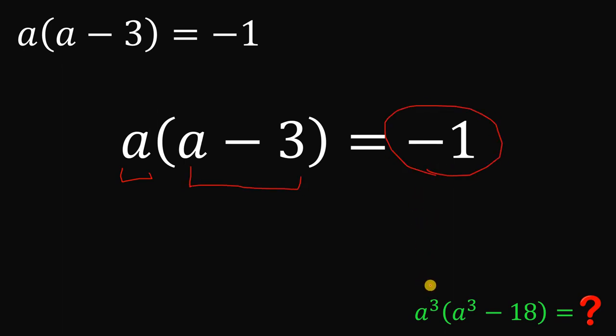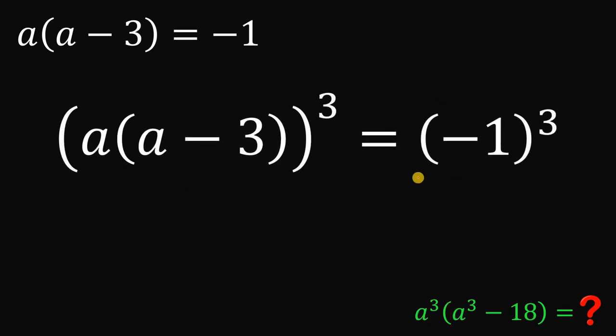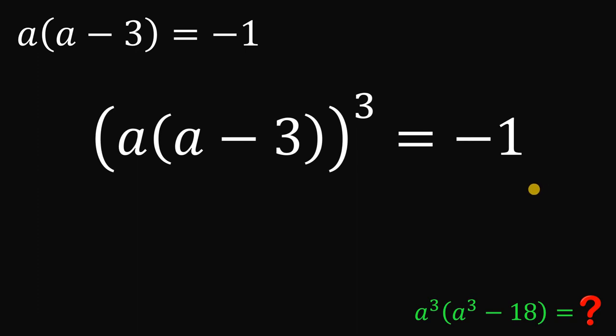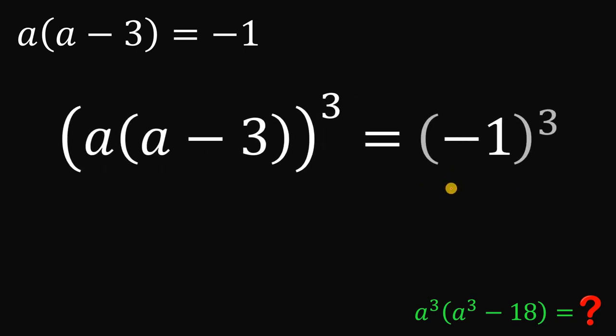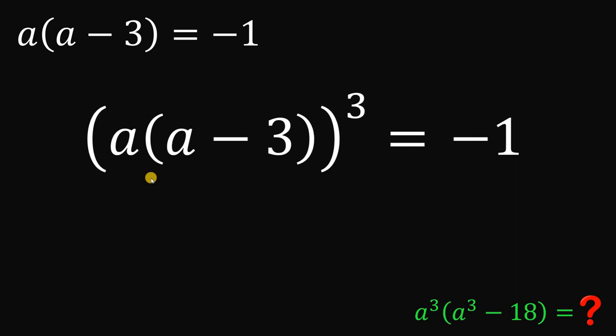Alright, and what we want here is a cube. So why not? Let's cube both sides. Now, negative 1 raised to the power of 3 will give us negative 1, of course, because negative 1 times negative 1 times negative 1 gives an answer of negative 1.